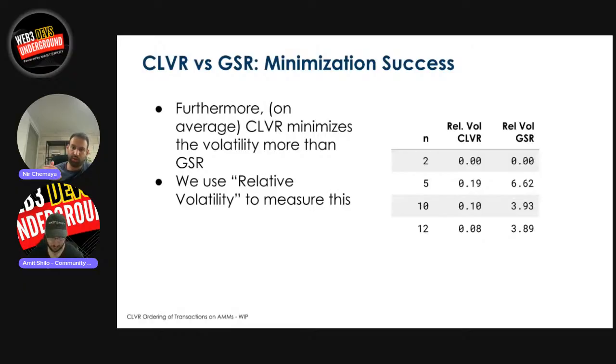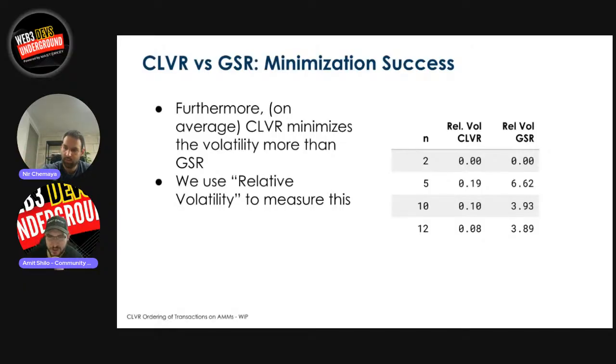So when we go over all the permutations of 12 transactions and calculate for 1,000 simulations the Clever price volatility, and compare it to the optimal price volatility, we can see the deviation of Clever is very low, less than 0.2%. While GSR has more price volatility, it can even go up to 6 or 7 on average. This makes us feel more confident that Clever is indeed approximately giving the minimum price volatility. Questions so far?